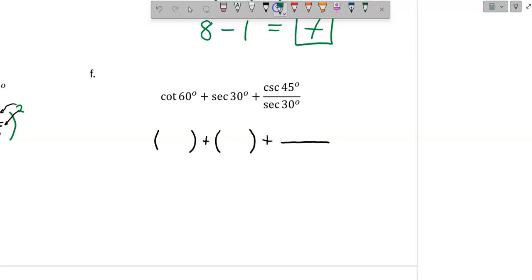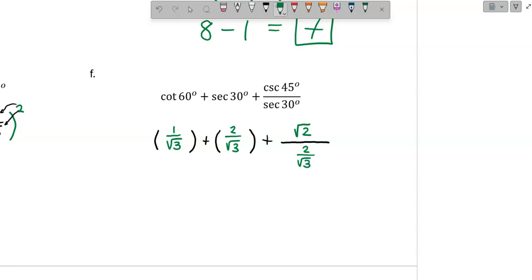So the cotangent of 60 is the reciprocal of tangent of 60, so that gives me 1 over root 3. The secant of 30 is the reciprocal of cosine of 30, which is going to be 2 over root 3. And then we do these ones. Cosecant of 45 is going to be the square root of 2, and the secant of 30 is going to be the complex fraction, yes, 2 over root 3.